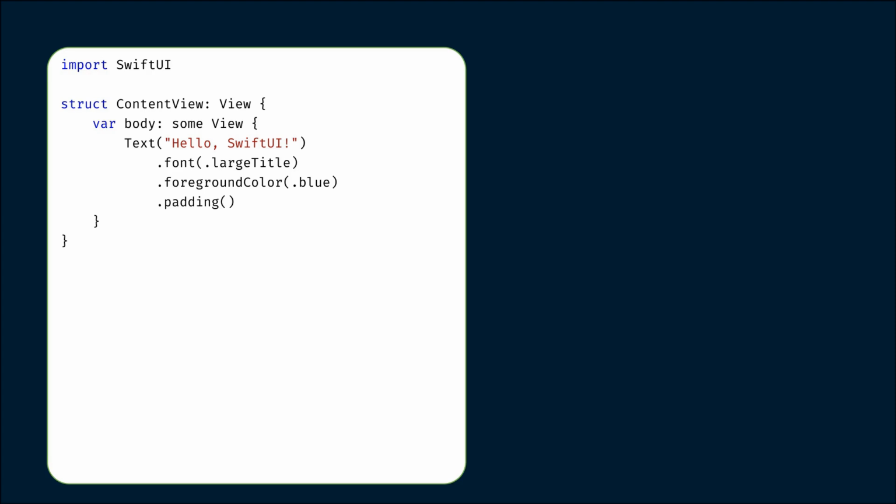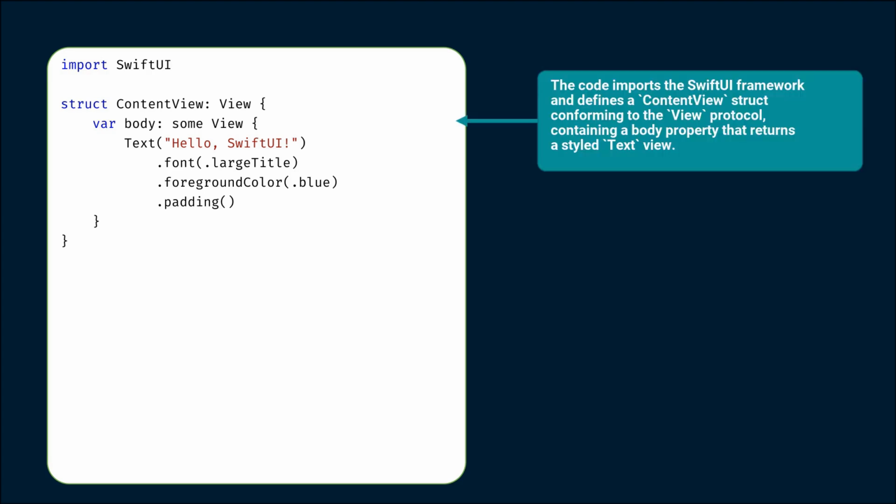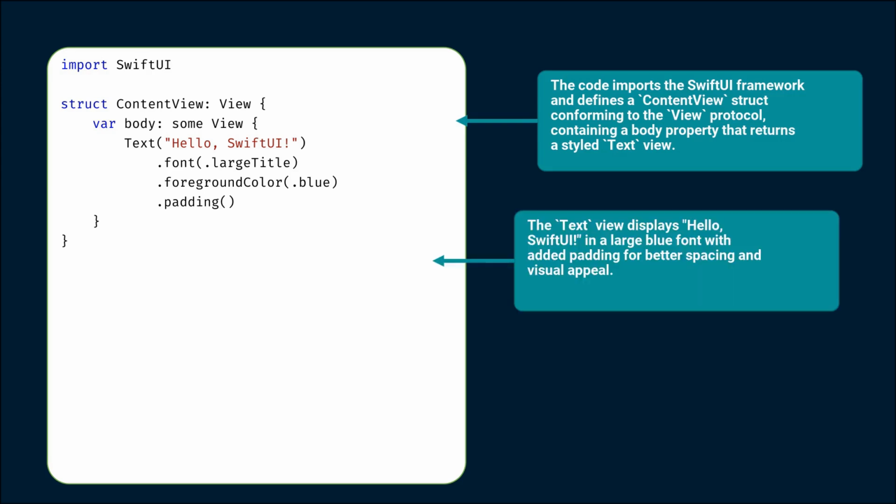Now, let's take a look at a simple SwiftUI code snippet that demonstrates how to create a basic user interface. In this structure, we define a view called ContentView, which conforms to the View protocol. The main component of any SwiftUI view is the body, where you declare what the view will display. Inside the body, we implement a text view that displays the message, "Hello, SwiftUI."